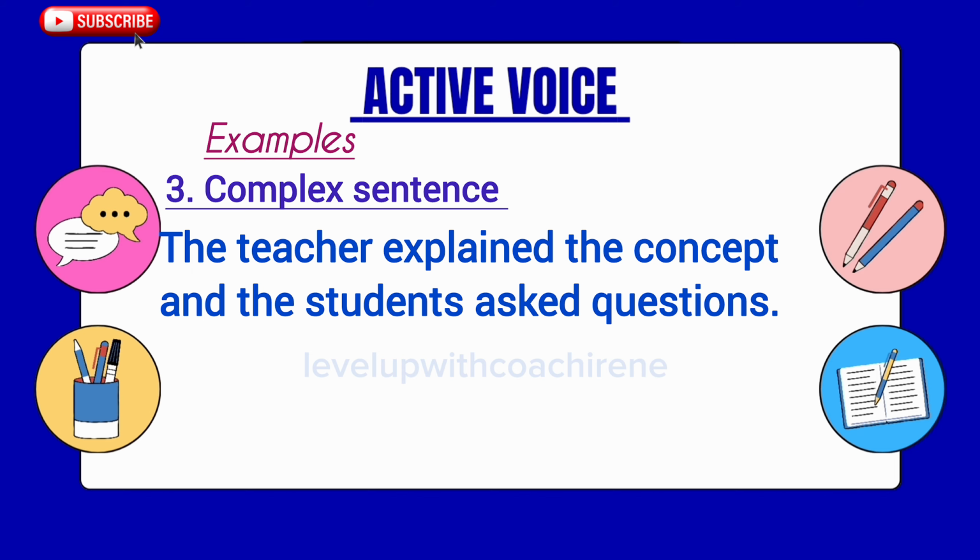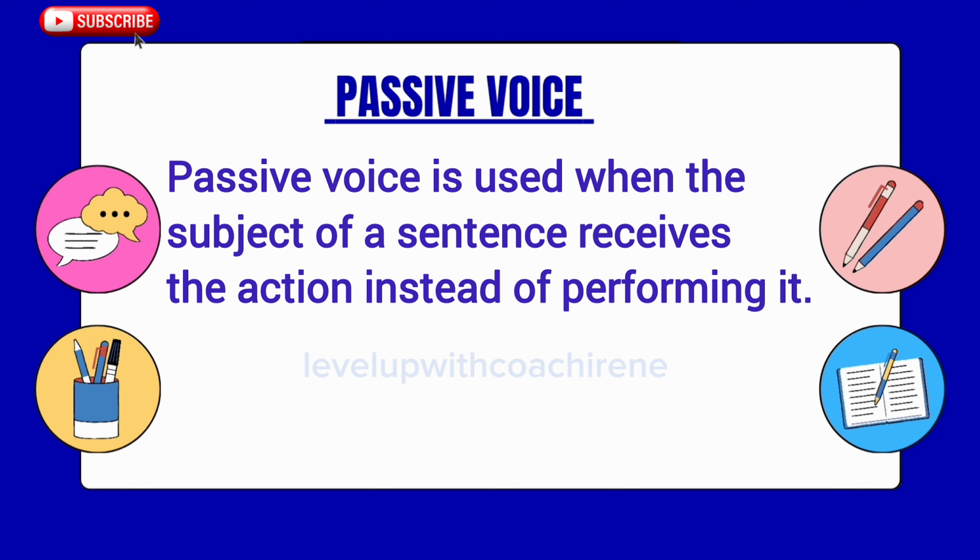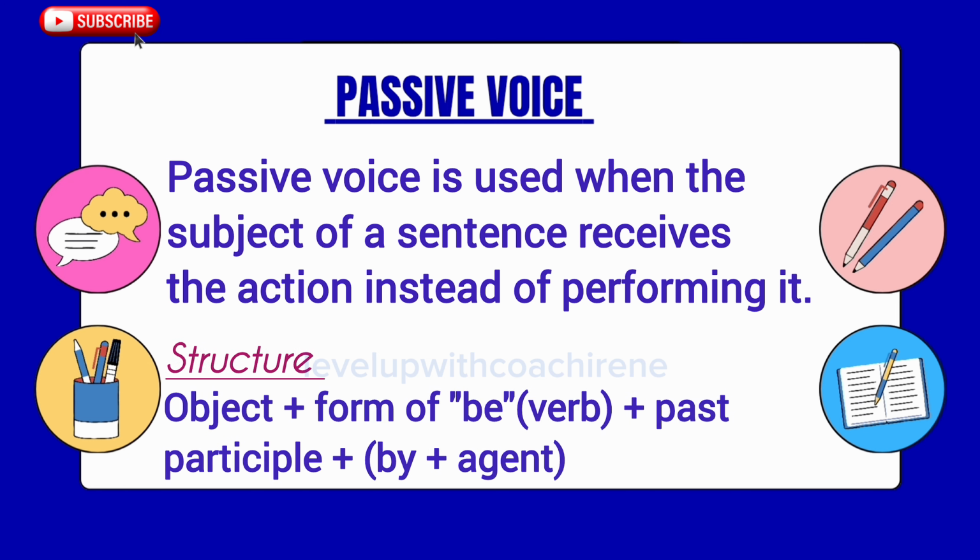Moving on, let us look at passive voice. Passive voice is used when the subject of the sentence receives the action instead of performing it. The focus shifts from the doer to the action or the receiver of the action. It is formed with object plus form of be plus past participle plus by plus the agent.